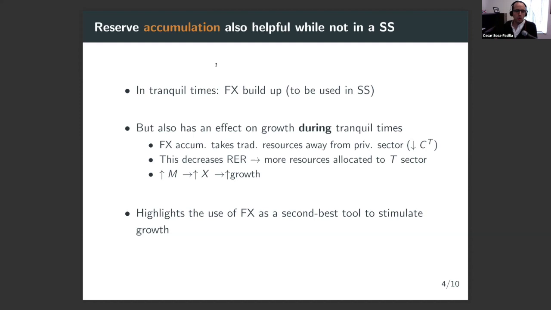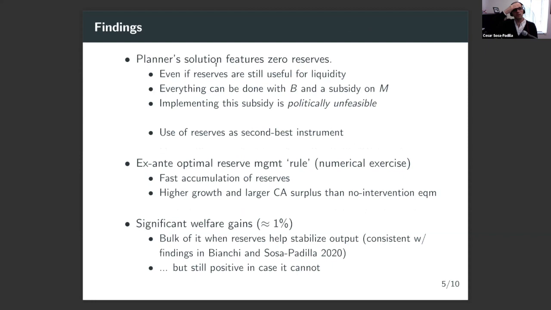Okay, so this mechanism here sort of highlights why the government will want to use FX accumulation as a way to stimulate growth in a second best world. Right. So what they find is if we focus on the planner solution, I mean internalizing the externality, then the planner will use zero reserves. Okay, even if the reserves are useful for liquidity during sudden stops, they show that everything can be done with B, meaning with private debt, and a subsidy on the accumulation of M, right? So what the author says is that implementing this sectoral subsidy is politically infeasible, and therefore the use of reserves as a second best instrument. Okay.